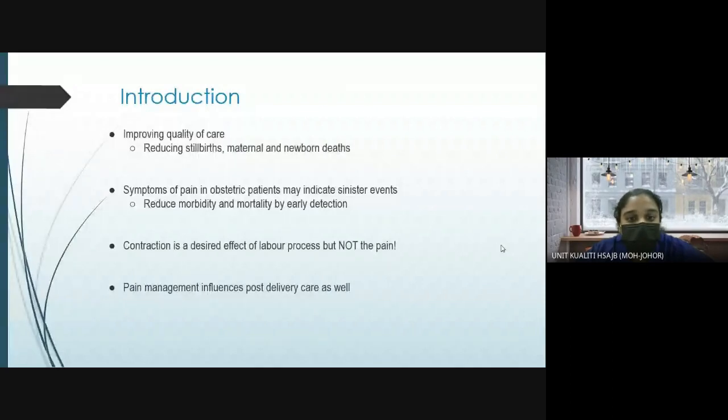Coming to the introduction, it is for improving quality of care, especially reducing stillbirths, maternal and newborn deaths. Symptoms of pain in obstetric patients may indicate sinister events, and the aim is to reduce morbidity and mortality by early detection. Contraction is a desired effect of the labor process, but not the pain. Pain management influences post-delivery care as well.